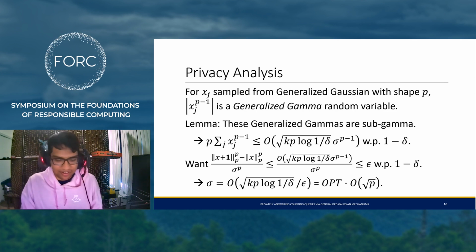Okay, so that concludes the privacy analysis. Note that our final result is going to be O tilde of root p times log to the 1 over p of k. You can see here that the root p arises from the privacy analysis and the need to use a larger sigma to make up for the fact that the generalized Gaussian has larger average coordinates than a Gaussian.